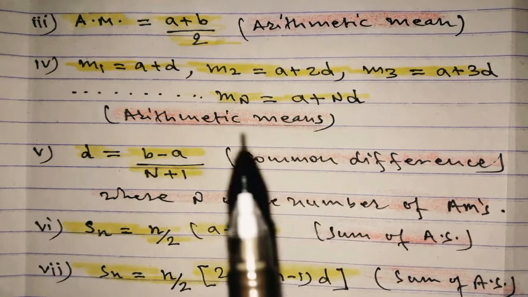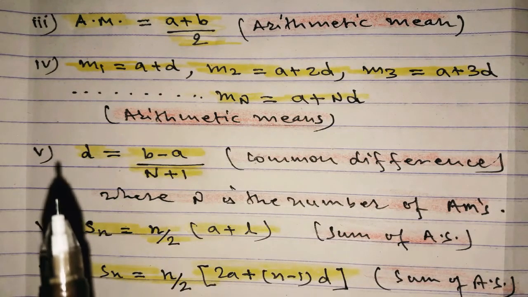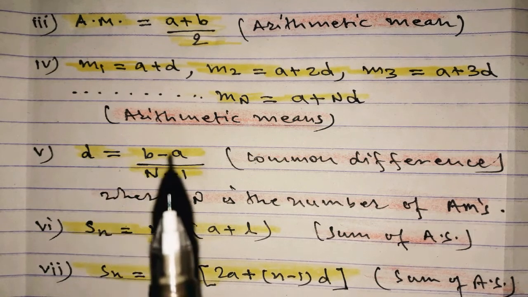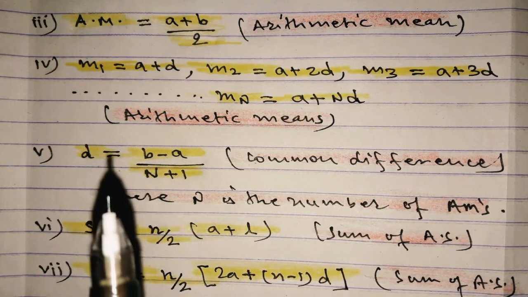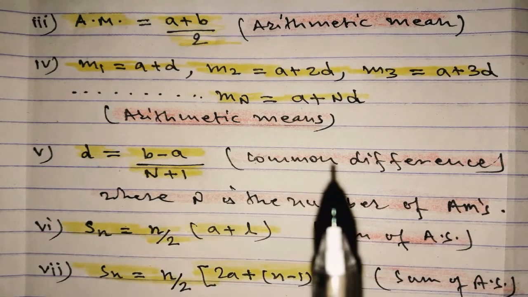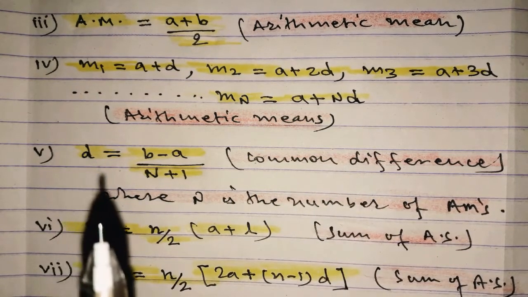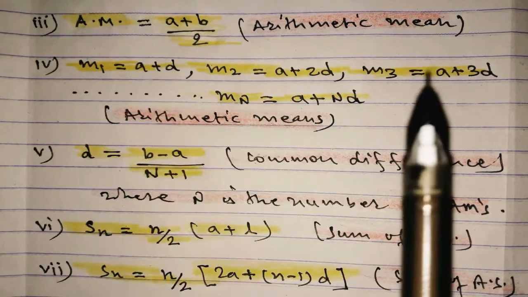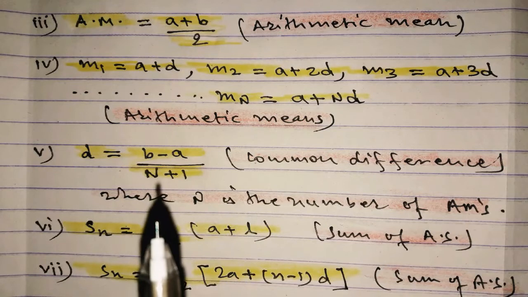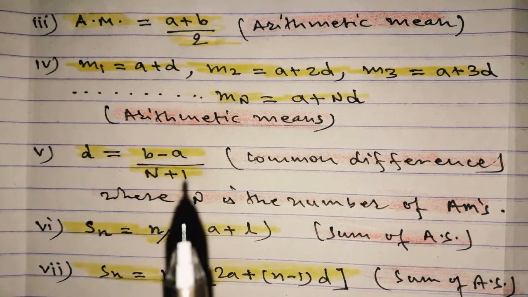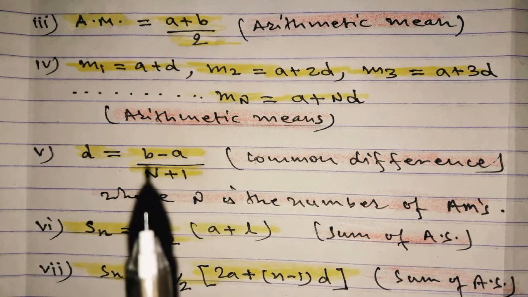Now number 5: D = (B - A)/(n + 1). For arithmetic means between any two numbers, the common difference is given by the formula D = (B - A)/(n + 1), where n is the number of arithmetic means. So this formula gives the common difference when we have to find arithmetic means. That means if we know the number of arithmetic means, then we can find the common difference by using the formula (B - A)/(n + 1), where A is the first term and B is the last term.